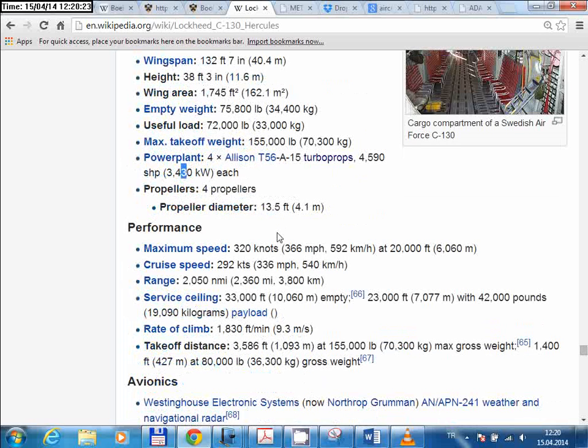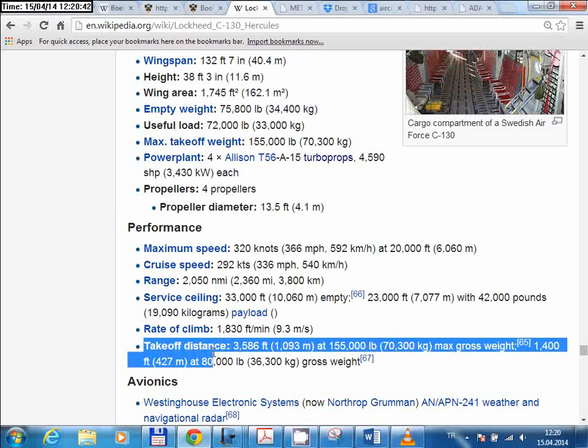Do you have any questions? So, by the way, we'll be calculating all these things in this course. The maximum speed, the range, service ceiling, rate of climb, takeoff distance. This used to be a part of this course, but I'm not really talking about that anymore. So the takeoff distance calculations are a little bit more complex.